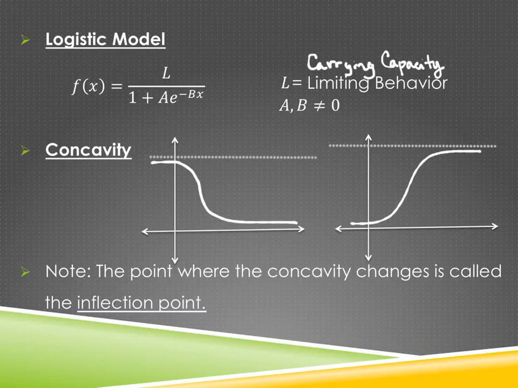The top, that dotted line, is at the level L, whatever L is from your numerator. The dotted line is the value L, like the horizontal asymptote y equals L from the equation.